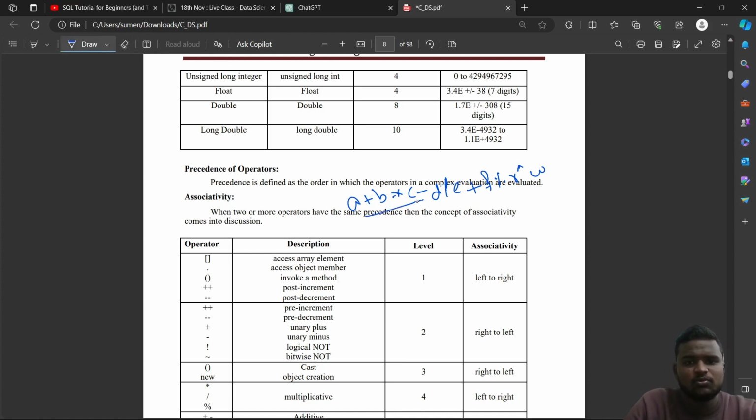So given an expression like this, what will you do? It is simple. Which one is to be executed? Whether we should execute this one first or this one, we don't know, right? So that's where precedence and associativity come into the picture.